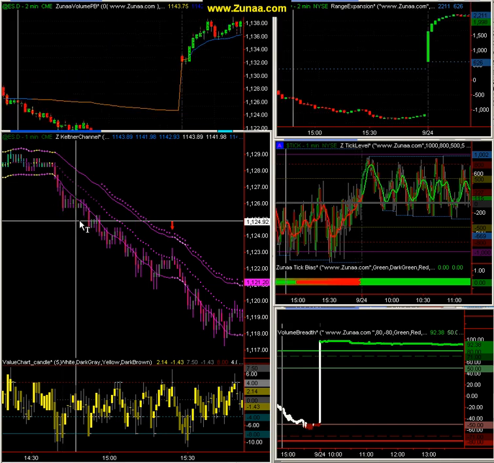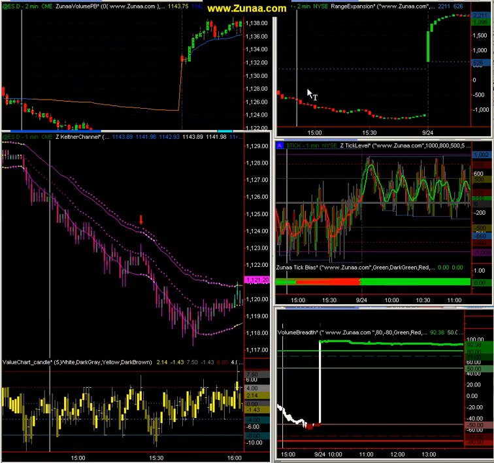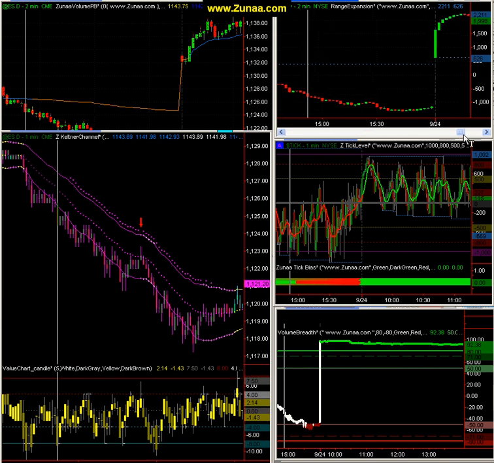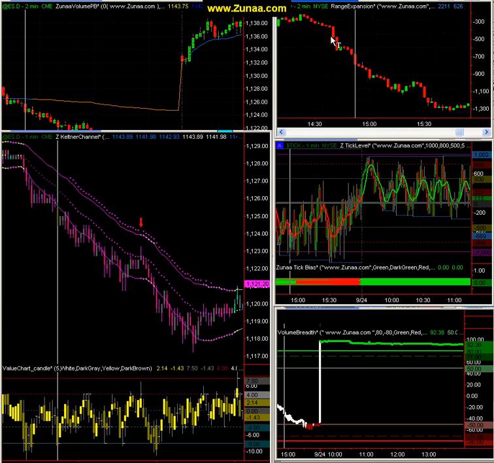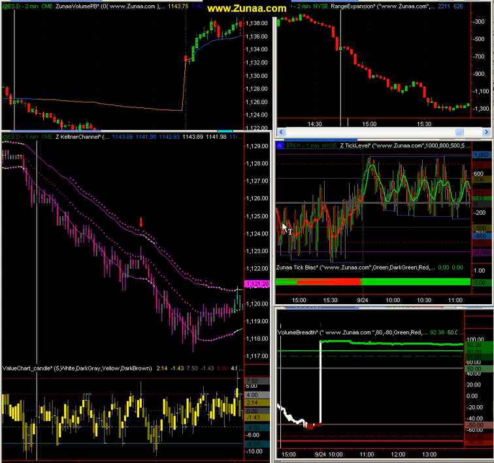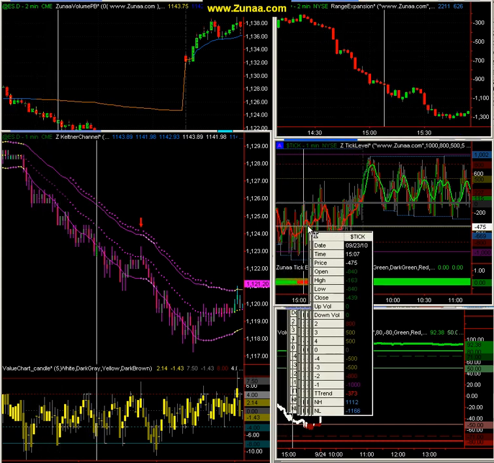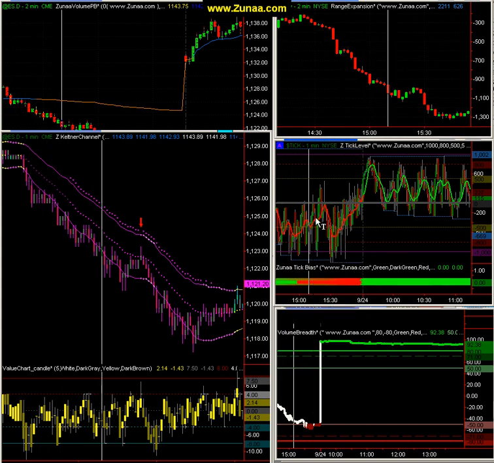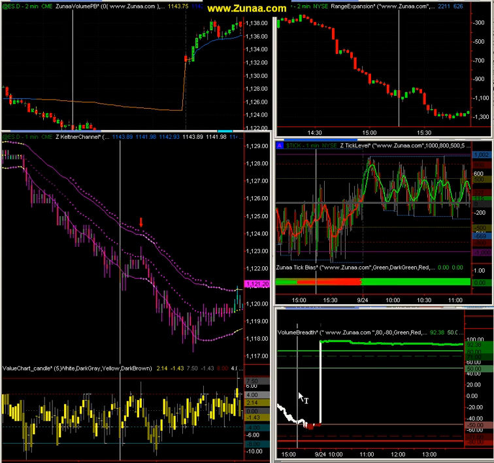Let's look at this as another example. Yesterday, again, you can see the ADD is moving down. Okay, from the top of this move, it's moving down. The tick charts are in a downtrend. Okay, the tick trend, this line here, is in a downtrend because it's red color. As you can see, the volume breadth, because this move happened towards the end of the day, it didn't have enough time to get flatline like it did here.